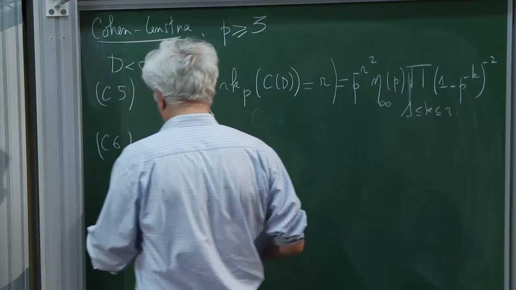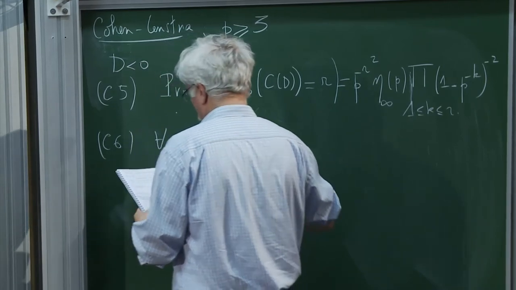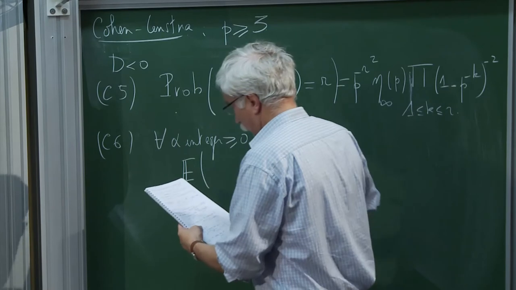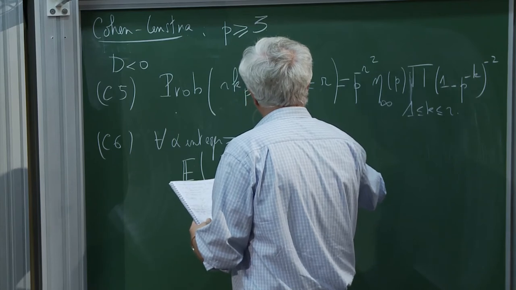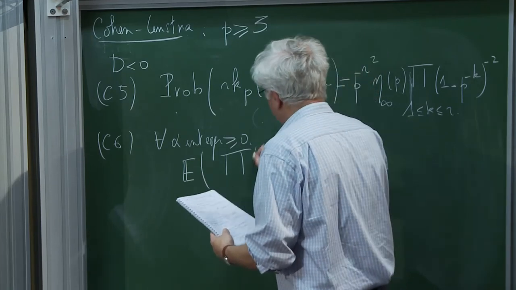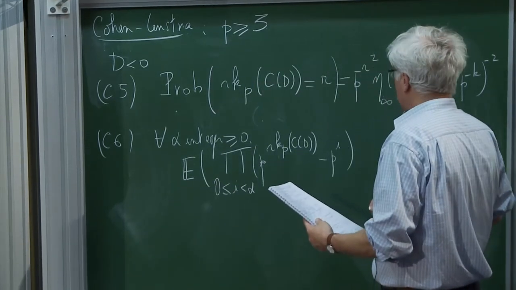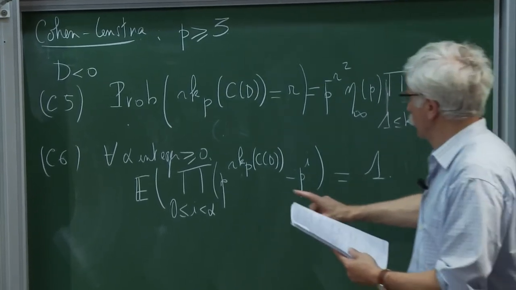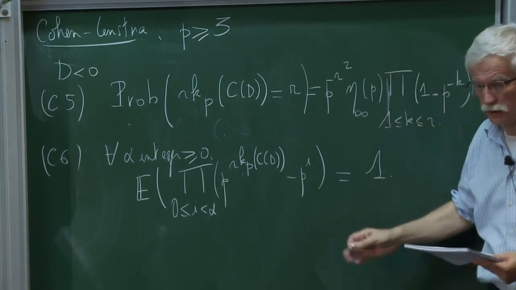C6 says that the average, for alpha an integer greater than or equal to zero, the average value, or if you want the expectation, of this product, not crazy, of p to the alpha, the p-rank of C_D minus... Okay, so when you sum from... this expectation is equal to 1. When you see that, you can remember, oh yes, that reminds me of some counting of automorphisms. This is the origin of that.